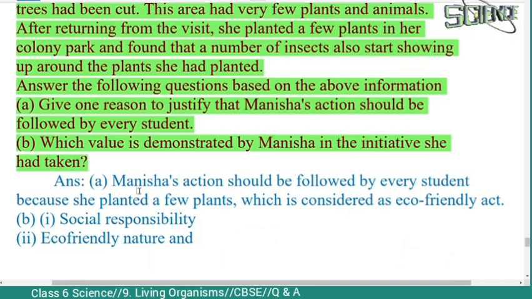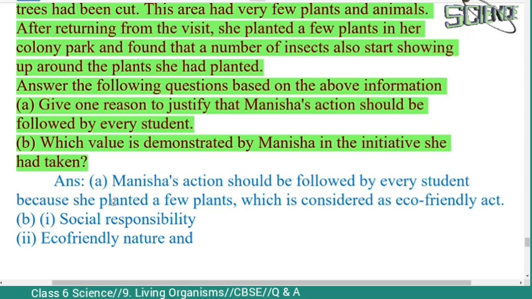We will see the answer. A, Manisha's action should be followed by every student because she planted a few plants, which is considered an eco-friendly act. So what did Manisha do? She planted some plants. So it is an eco-friendly act.